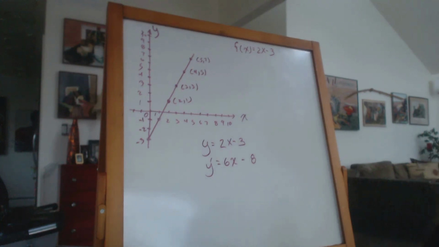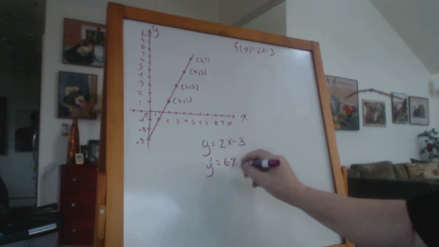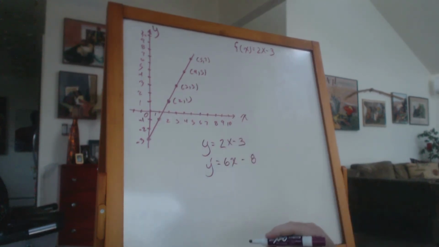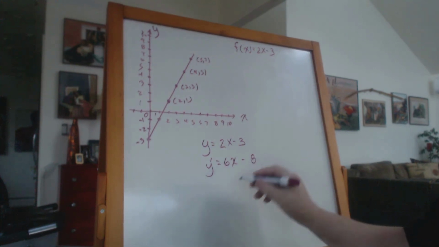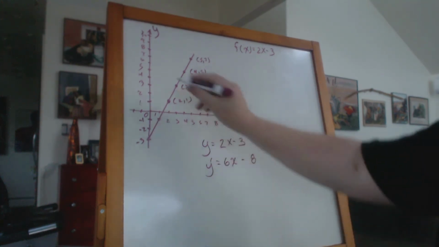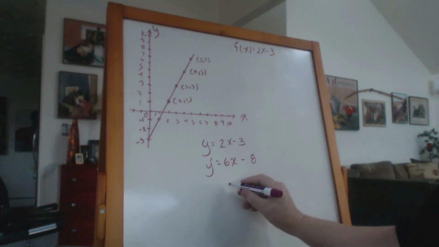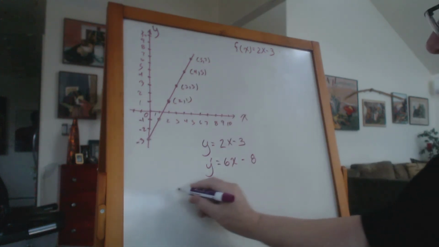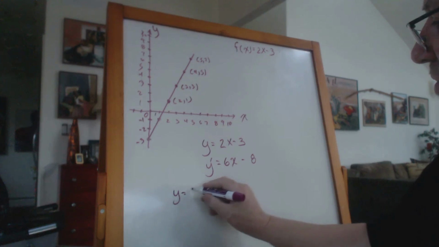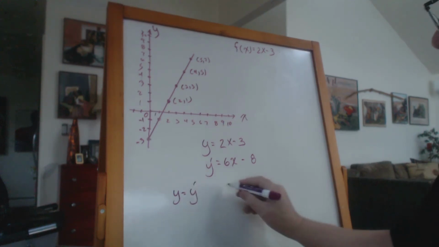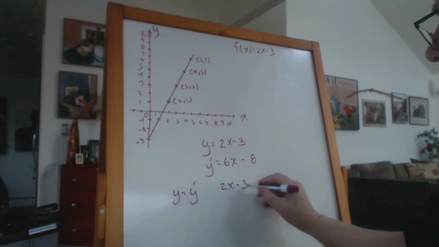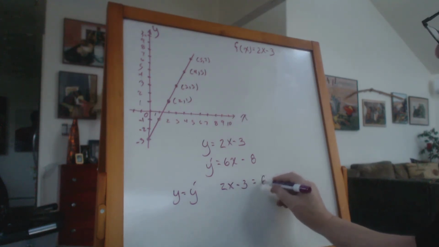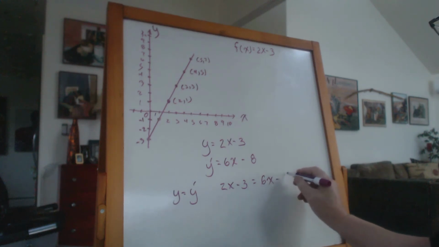Okay, we're back again. So we want to know where these two lines intersect. Well, they intersect when they're at an equal value of y. So we say y is equal to y prime. And that would be when 2x minus 3 is equal to 6x minus 8.